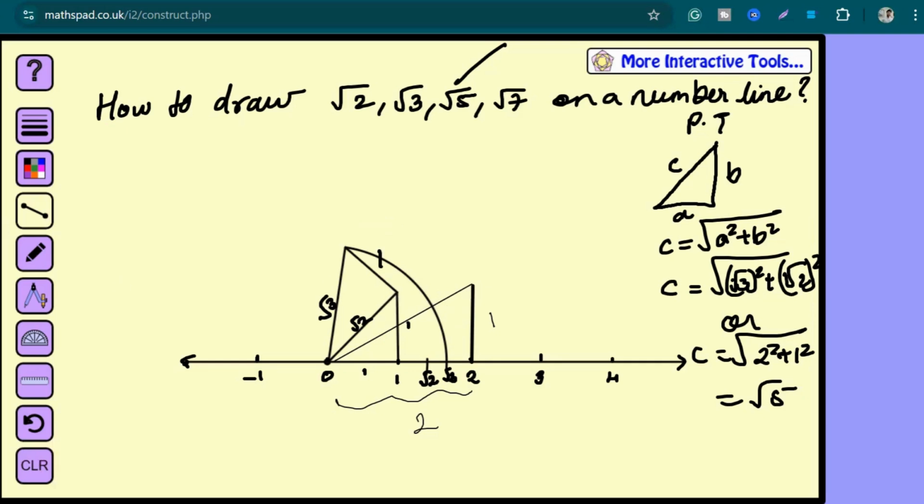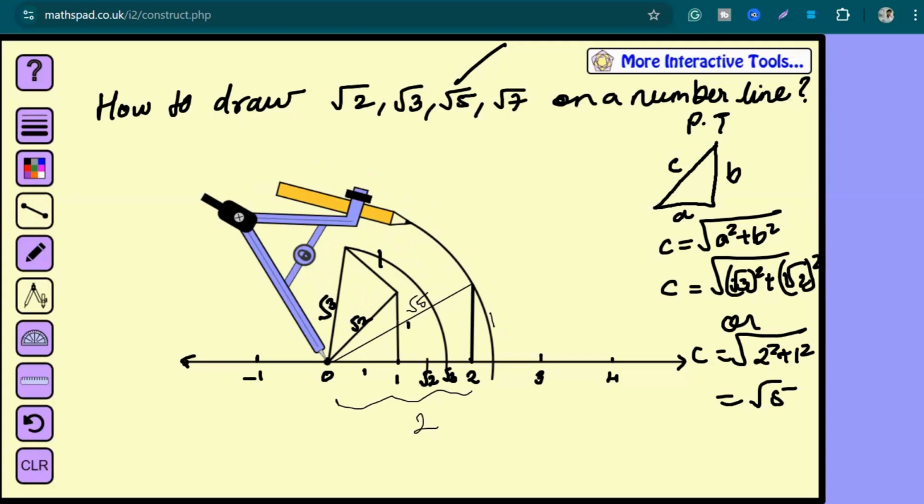Now you can keep the compass on the top of the hypotenuse and you can draw the arc on the number line. So this part is your root 5. There's a high chance they will ask you this.